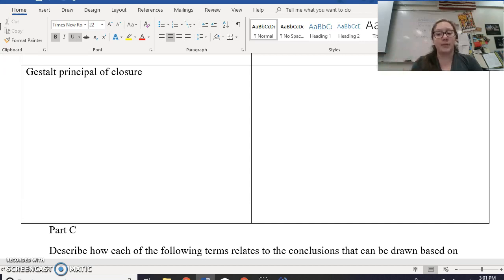Okay, take your time on this. If you are confused on these concepts, read the book, read your lecture notes. All right, there's no reason to rush. This is a take-home test.